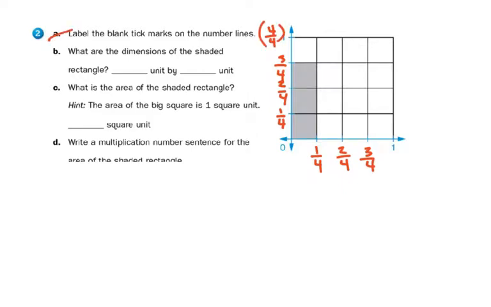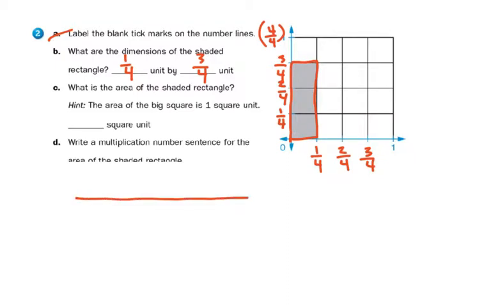So we've done that. B, what are the dimensions of the shaded rectangle? It is 1/4 by 3/4. What is the area of the shaded rectangle? Hint, the area of the big square is 1 square unit.